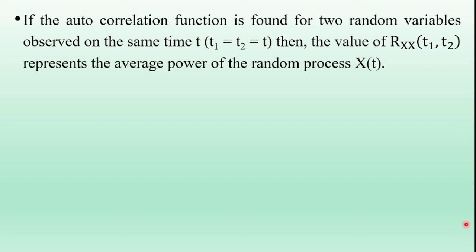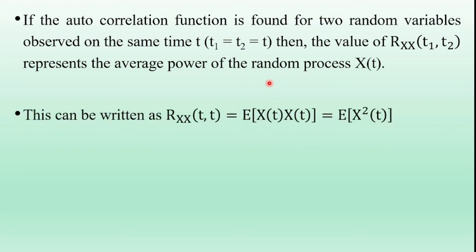If the autocorrelation function is determined for two random variables observed at the same time, that is t1 is equal to t2 and t2 is equal to t, then the value of the autocorrelation function represents the average power of the random process x of t. What is the basic definition of the autocorrelation function of the random process? Rxx of t1 comma t2 is equal to the expectation of x of t1 into x of t2. That is the basic definition of the autocorrelation function of the random process x of t at two time instants.